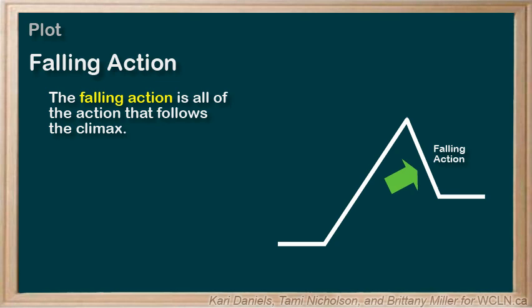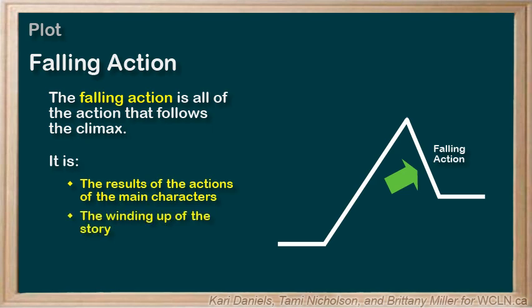What does the character do to make this a turning point? Falling action is all of the action that follows the climax. The falling action can be a series of events that identify how the solution to the problem is carried out. It is the result of the actions of the main characters, the winding up of the story, and when events and complications begin to resolve.